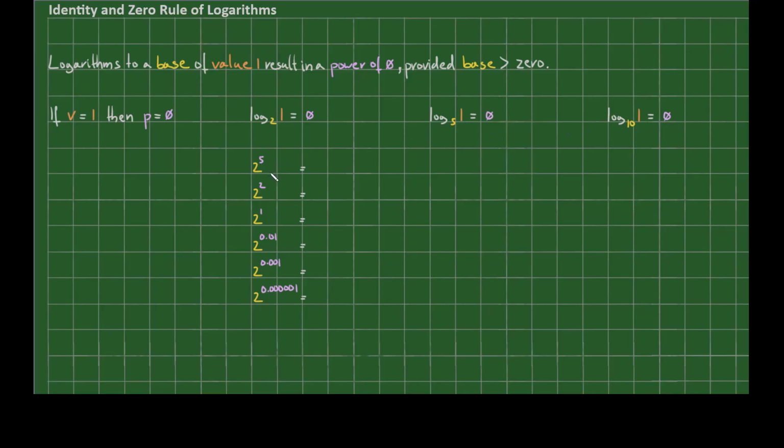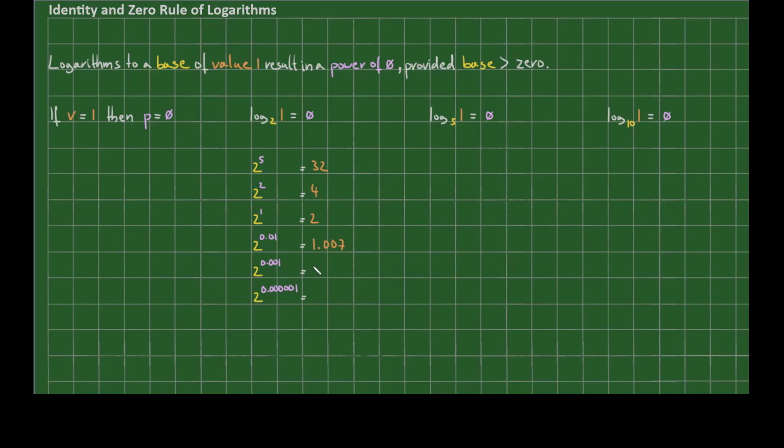When raised to the power of 5, we will end up with 32. When raised to the power of 2, we will end up with 4. When raised to the power of 1, we will end up with 2. And now, as the power dips below 1, for example 0.01, we will end up with a value of 1.007 when rounded.